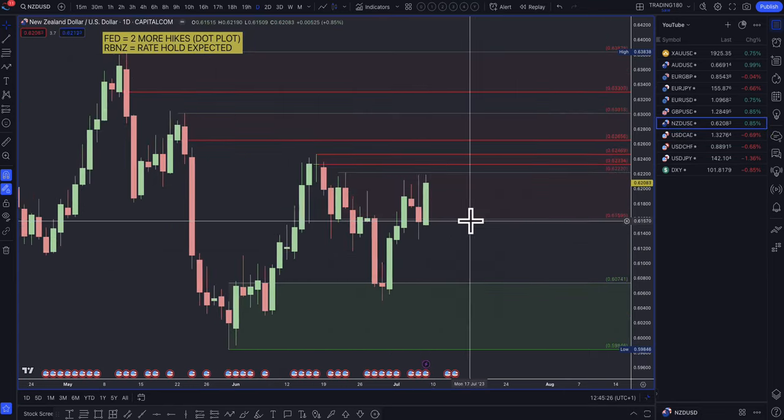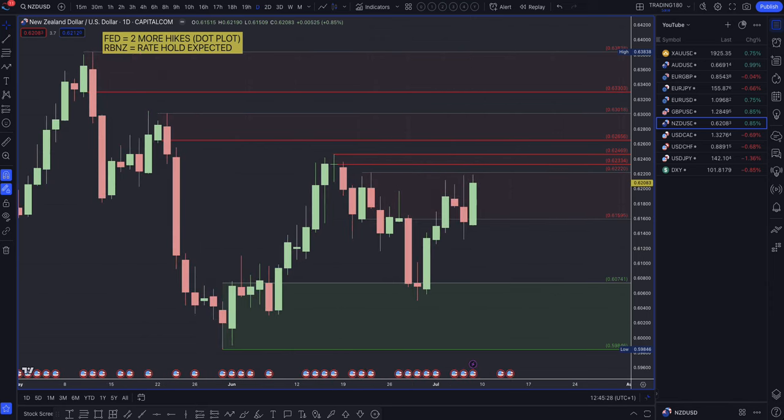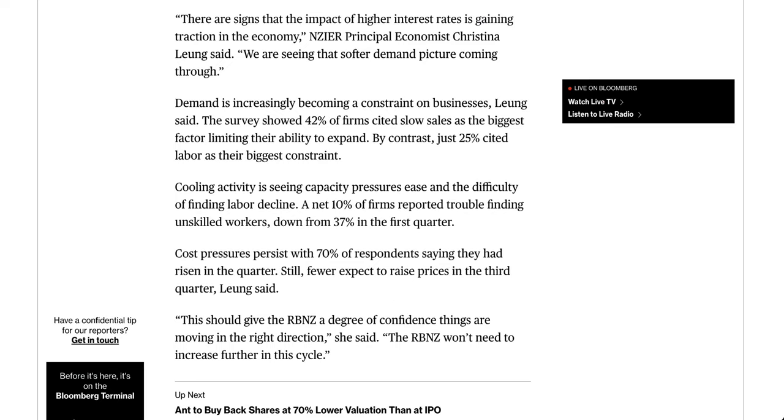New Zealand dollar this week. The New Zealand dollar, again, I think they're looking to hold rates. One second, where did I put that? New Zealand economy, here we go.